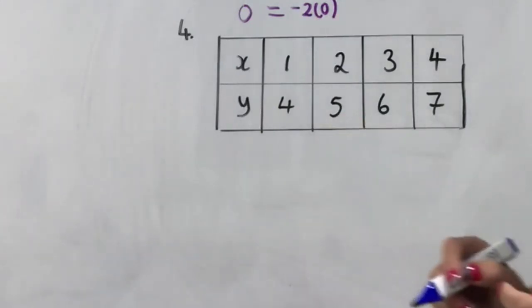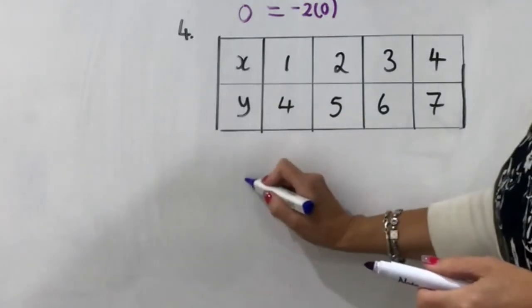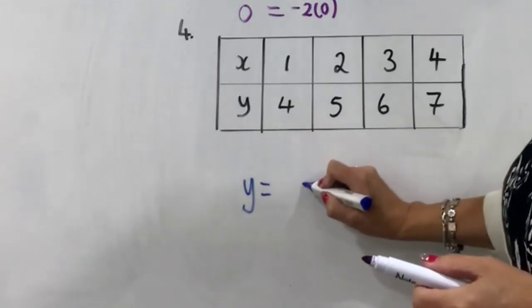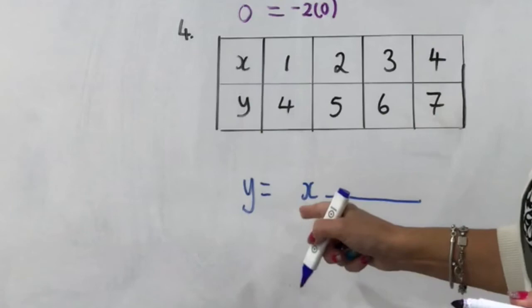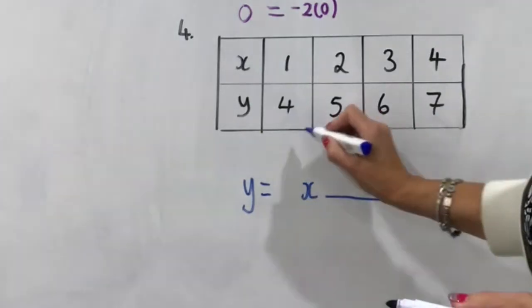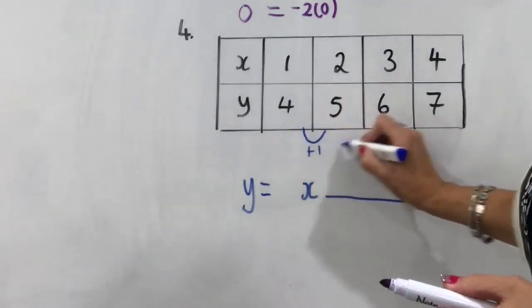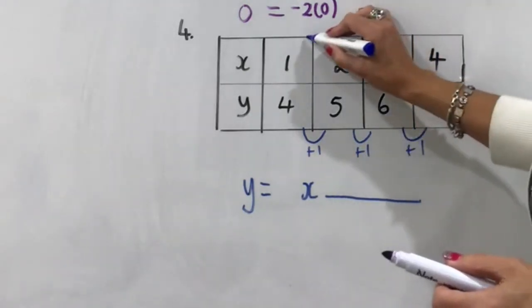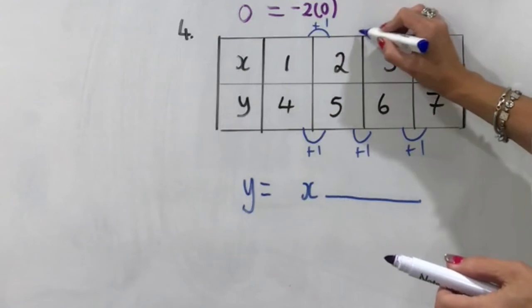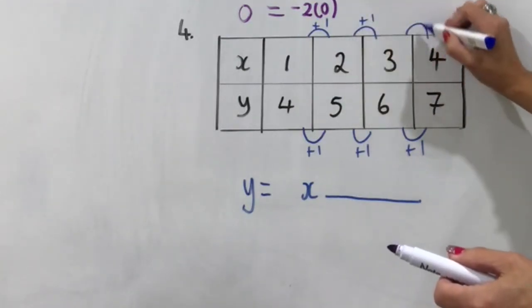Let's have a look. Hopefully you're starting to get the hang of it. We have y equals something x plus something. In front of the x is the rise over run. Here we're going up by 1, up by 1, 5 plus 1 is 6, 6 plus 1 is 7. And here we're also going up by 1, up by 1, up by 1.